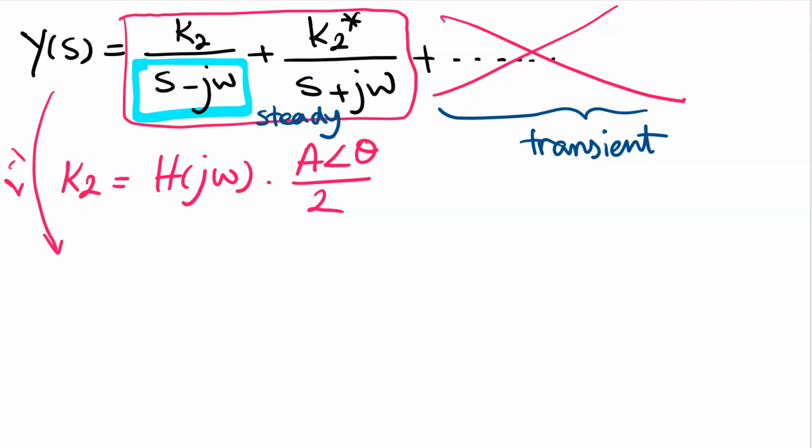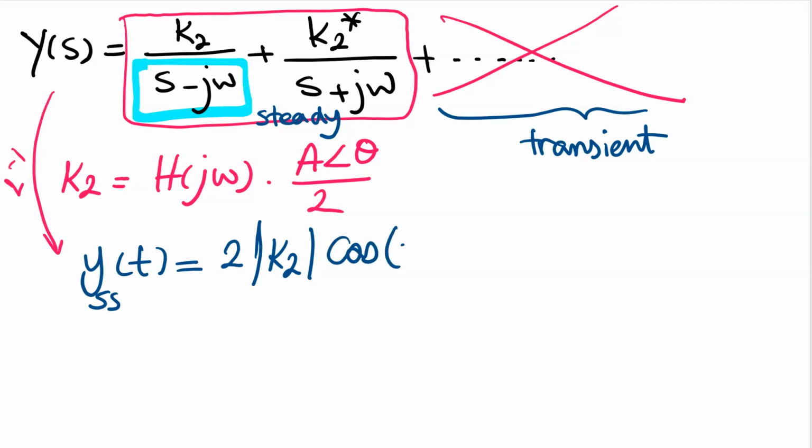Now let's do the Laplace inverse. For your y(t), remember that because it doesn't correspond to the whole total response, it is only a steady state response. So you have to include this double s here (y_ss) to show that you're looking at your steady state response, not your total response. It's going to be equal to 2 multiplied by the magnitude of K2 multiplied by cosine of ωt plus the angle of K2.